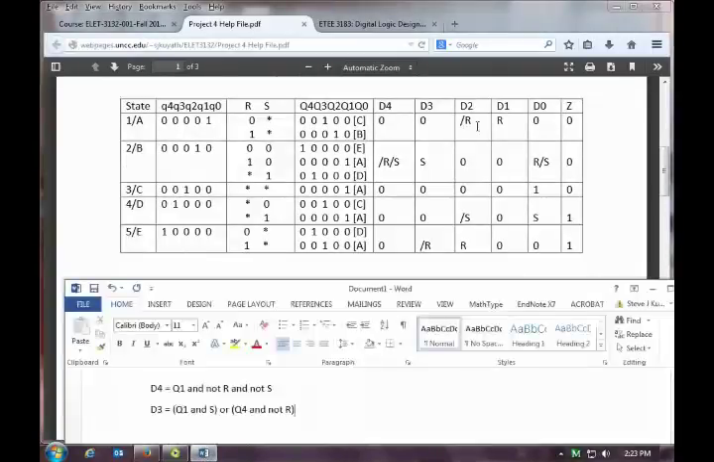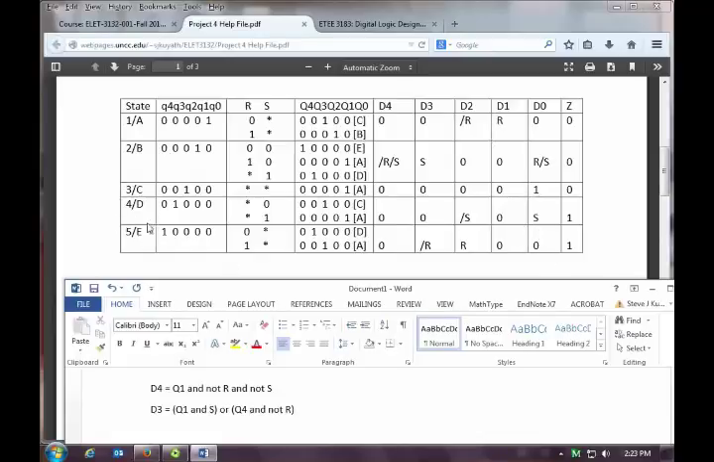For D2, that's a long one. It's going to be, you got to go back and say Q0 and not R, or Q3 and not S, or Q4 and R. And for this one, it's fairly easy. It's just this one. And then we got those.